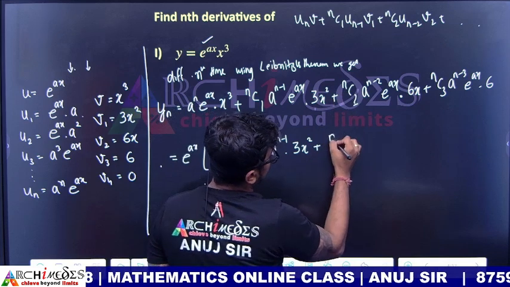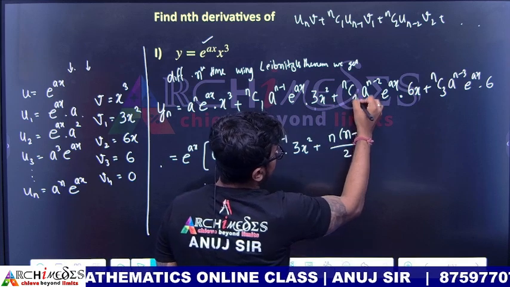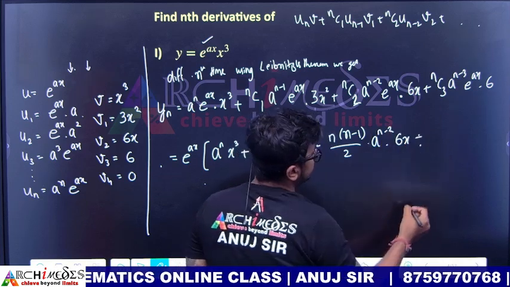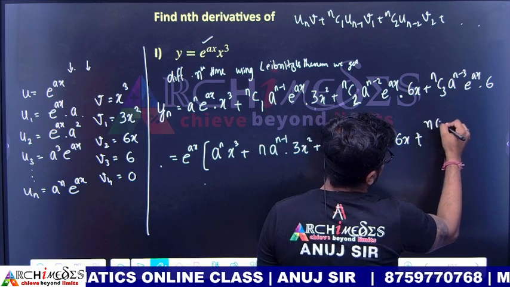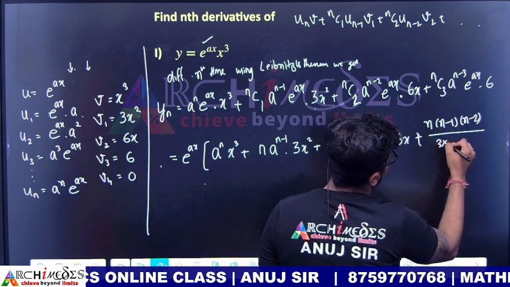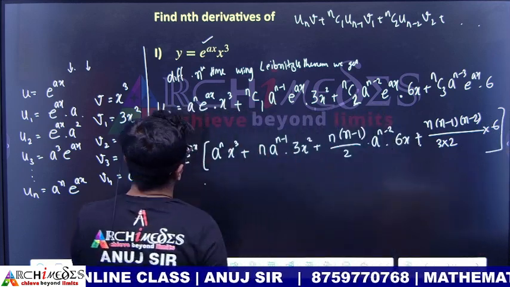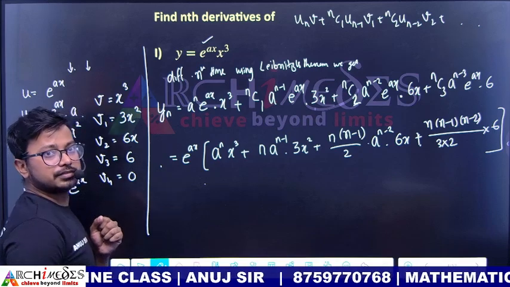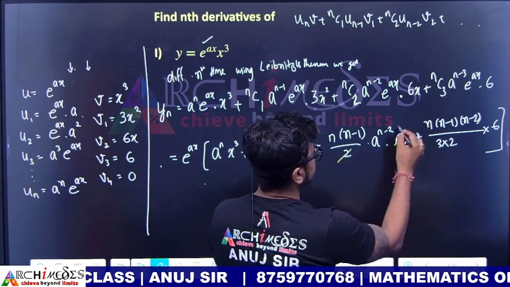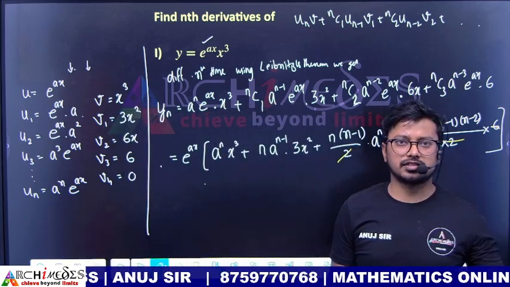Plus nC2, I hope you know how to solve this, n, and then you have to subtract one more, n minus 1, divided by 2. Am I clear? a to the power of n minus 2, then 6x. Last is nC3, so you can write n into n minus 1, then n minus 2, divided by 3 into 2 into 1, times 6. So this is your final answer, the nth derivative of this. Am I clear? If you have any common part, you can cancel it, like this 3 into 2 cancels with 6 and 6, leave the rest as it is. This is the nth derivative of this function.